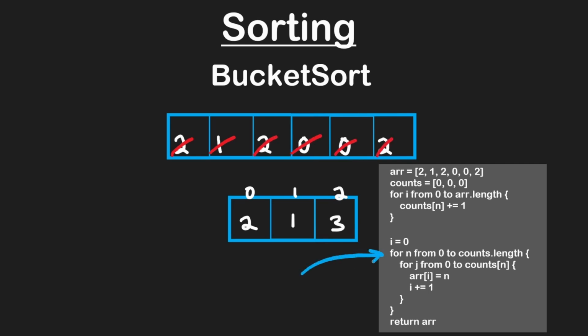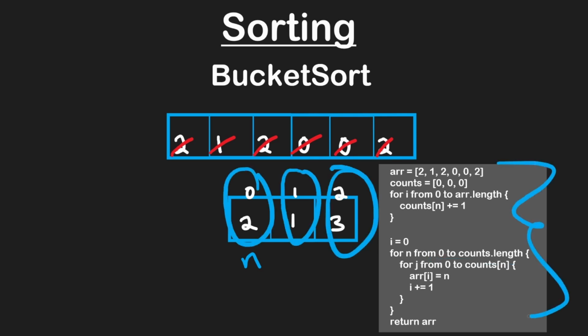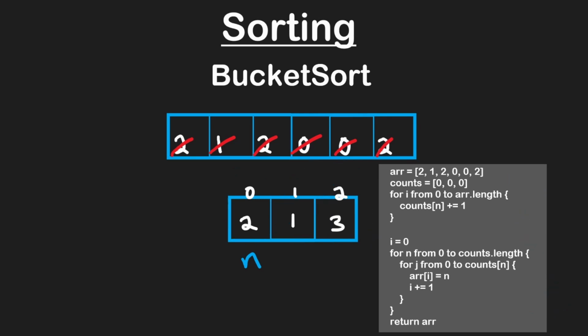So our outer loop is going to have a variable called n, which is going to iterate through every position in counts. So we're going to iterate from 0 to counts.length. So we're going to go from here to here to here. By the way, this is just pseudocode. It's not necessarily syntactically correct, but this is the main logic that any program in any language would follow.